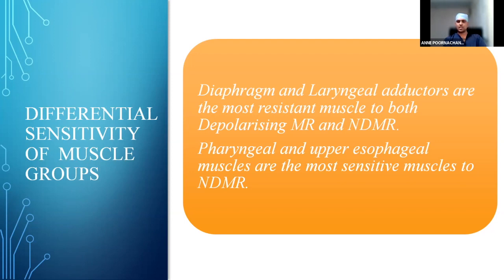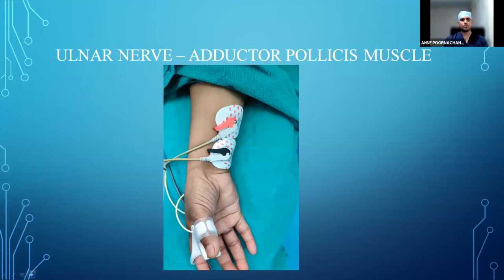And as I said, pharyngeal and upper esophageal muscles are most sensitive. So for extubation, these muscles have to recover. They recover very late, and this happens at a TOF ratio of 0.9 at the adductor pollicis muscle. So this is one of the gold standard sites for neuromuscular monitoring, the ulnar nerve and the adductor pollicis muscle. The ulnar nerve is on the medial side and the adductor pollicis is on the radial side.